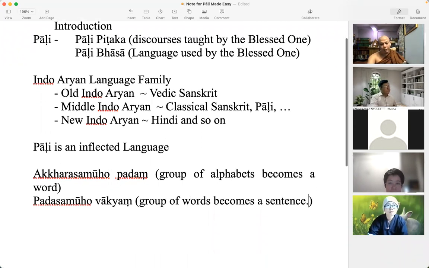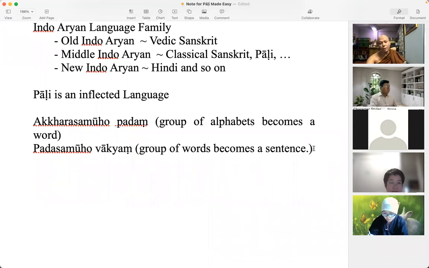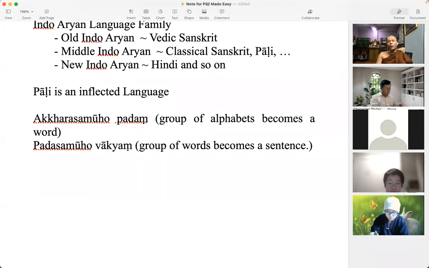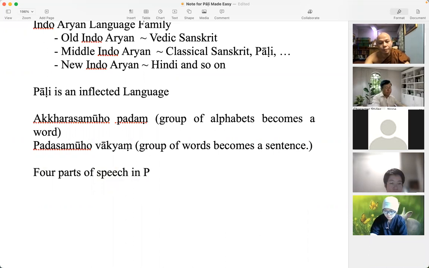Okay, so firstly we need to know the alphabet. But before that, one more piece of information we need to know. Pali is like the other languages: Pali also has its own parts of speech, but the number is different. For the parts of speech in Pali, I will use the term Nama, because it is a little bit different from the others. Later I will explain.